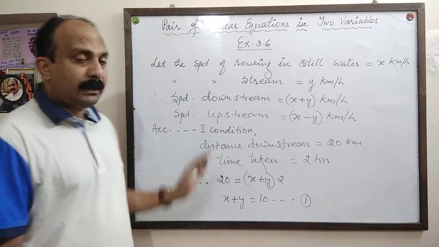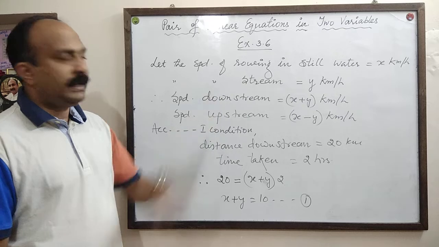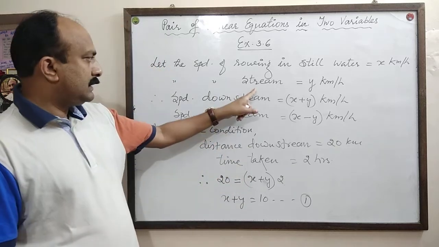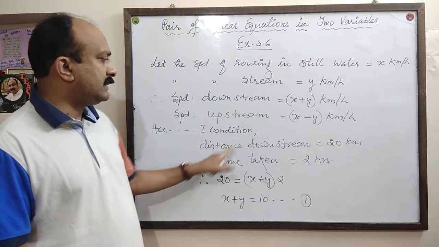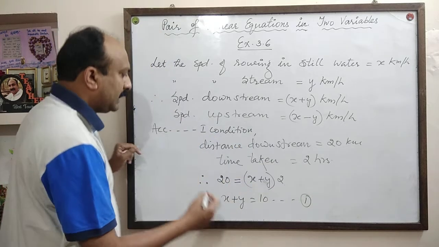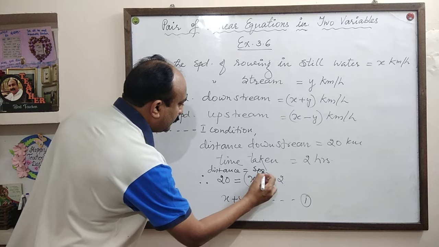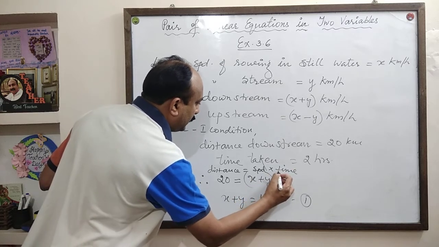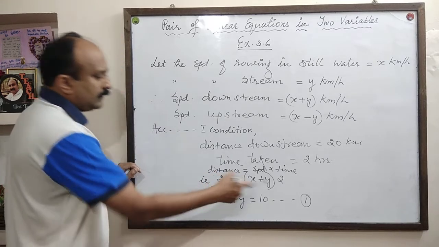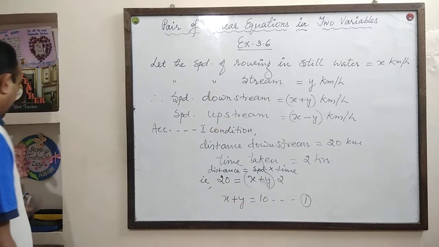This is a much easier method than the method given in your NCERT book. If you look at NCERT book solution, it is very long, very lengthy. So I am giving you a very short and easy method. This speed downstream x plus y, distance downstream 20, time 2. Now the relation, we know that distance is equal to speed into time. Therefore 20 is equal to x plus y into 2. 2 got cancelled. X plus y is equal to 10. This is equation number 1.